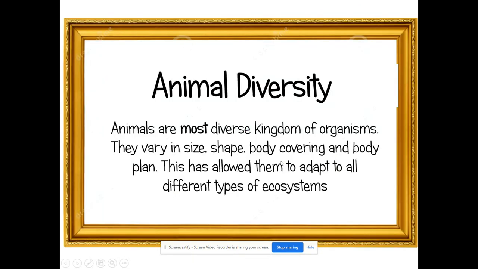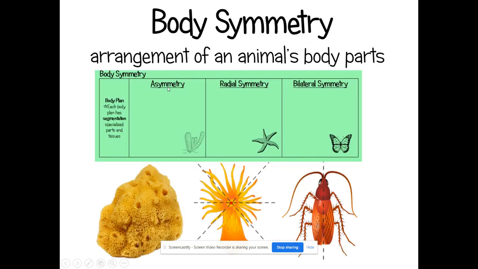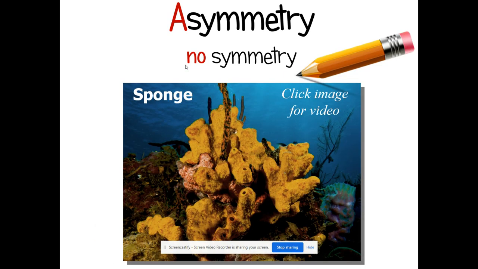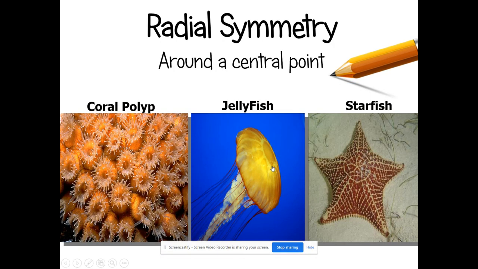All right, animal diversity. This is first talking about their symmetry. Body symmetry is just how the animal's body parts are arranged. The first type is called asymmetry. That just means that the animal has no symmetry. So a sponge, this is a picture of a sponge. They have no symmetry, meaning they don't have any matching sides. They can be all different shapes, and there's no pattern to it.